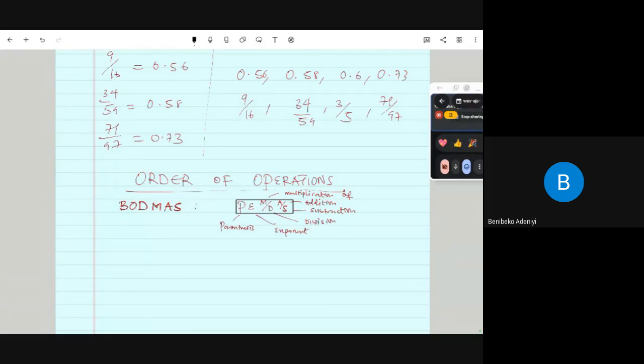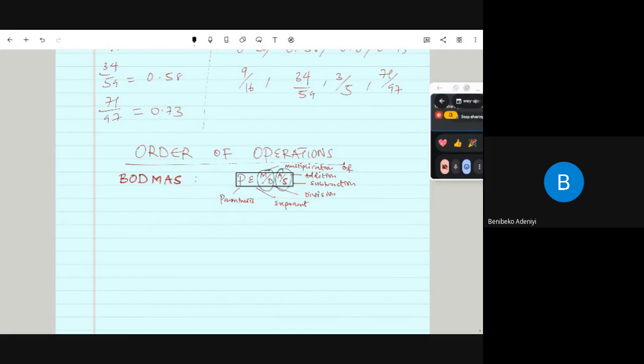Now, for multiplication and division, you do whichever one you see first from left to right. For addition and subtraction, you do whichever one you see first from left to right. Is that clear? So we can change them. They are changeable. But apart from those two, you have to do the bracket first. You have to do the exponent first. Do you get it?